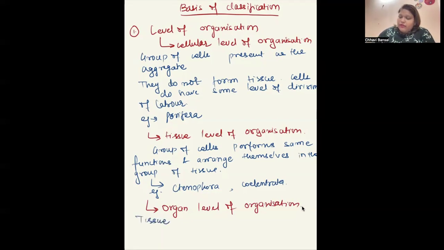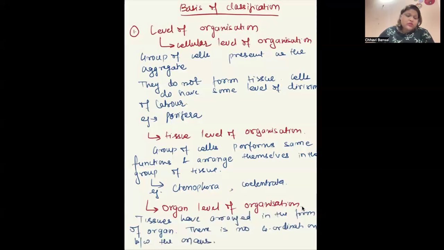So the tissues have arranged in the form of organ. There is no coordination between the organs. So the next phylum amongst the series, which has the organ level of organization, is Platyhelminthes. So Platyhelminthes is the only phylum which has organ level of organization.